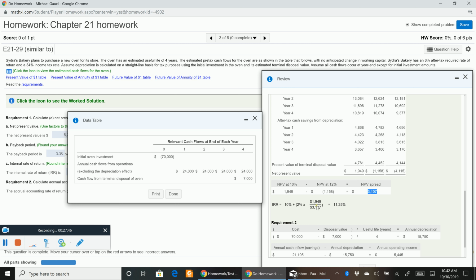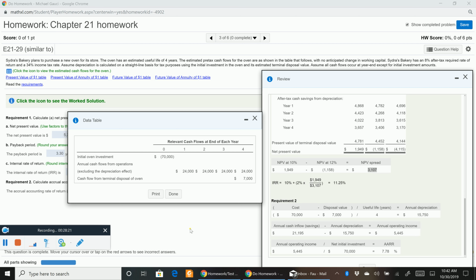known as the internal rate of return, it will be 10% plus, like I said, the spread between 10 and 12 is 2%. 2% times, at the 10% level is your numerator, your denominator is the spread. That gives you a fraction. So 2% times the fraction plus 10%, 11.25% is the internal rate of return. This is the exact amount where the net present value is 0.